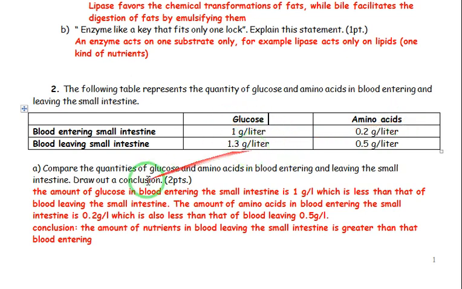The amount of glucose, we have to compare the quantities here. The amount of glucose in blood entering the small intestine was 1 gram per liter and becomes 1.3 grams per liter in blood leaving. So the amount of glucose and the amount of amino acids in blood leaving are greater than in blood entering the small intestine. So the amount of nutrients in blood leaving is greater than that in blood entering.